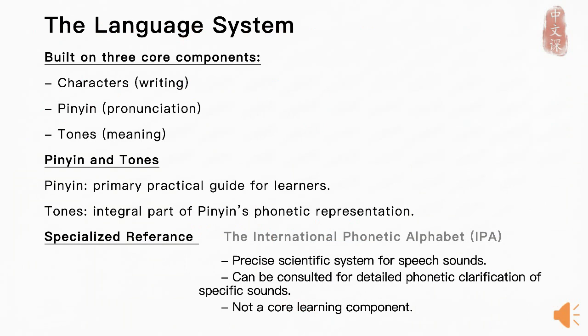The language system is built on three core components: characters for writing, pinyin for pronunciation, and tones for meaning. Pinyin is the primary practical guide for learners, and tones are an integral part of its phonetic representation. The International Phonetic Alphabet, IPA, a precise scientific system for representing speech sounds, serves as a specialized reference. It can be consulted for detailed phonetic clarification of specific pinyin sounds, but is not a core learning component.